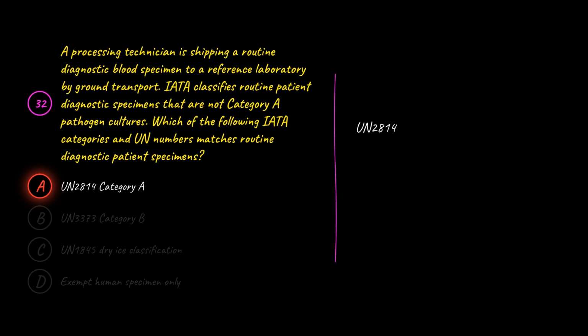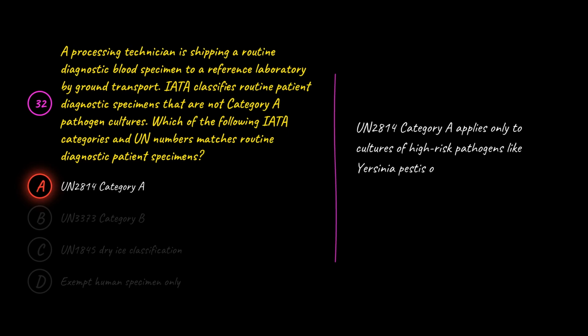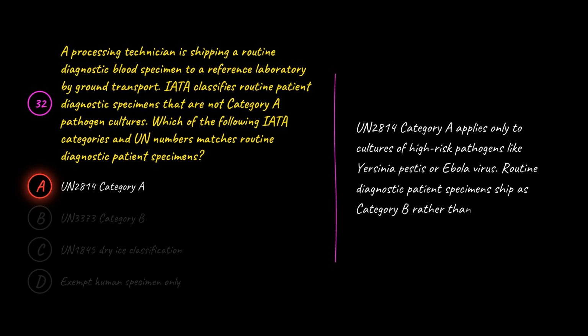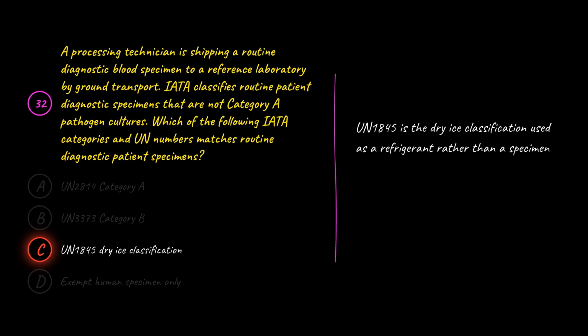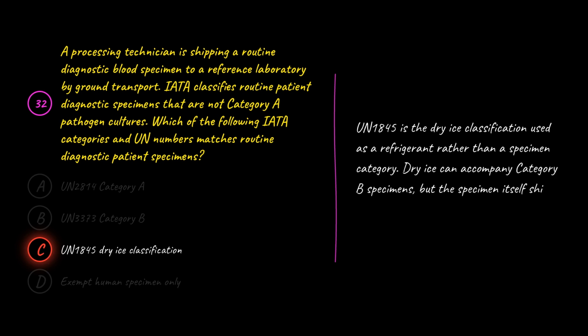A is wrong because UN 2814 Category A applies only to cultures of high-risk pathogens like Yersinia pestis or Ebola virus. Routine diagnostic patient specimens ship as Category B rather than this higher tier. C is wrong because UN 1845 is the dry ice classification used as a refrigerant rather than a specimen category. Dry ice can accompany Category B specimens, but the specimen itself ships as UN 3373 biological substance.